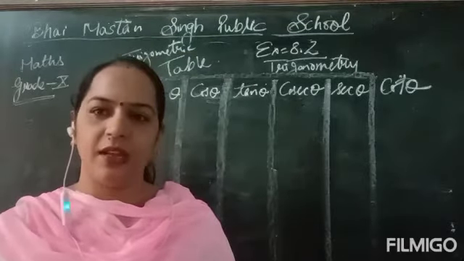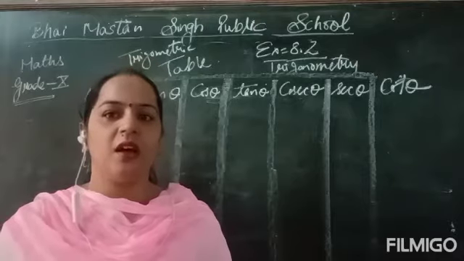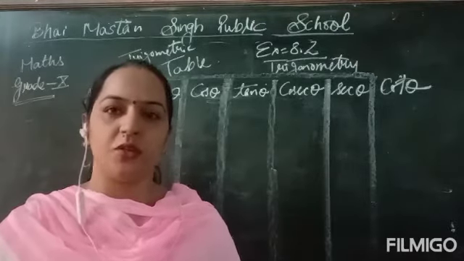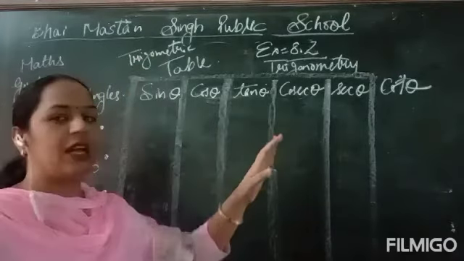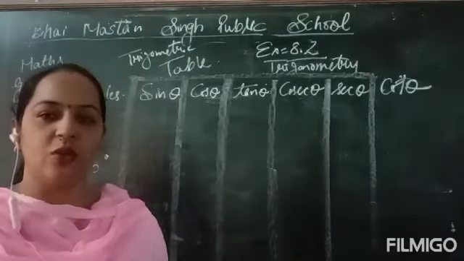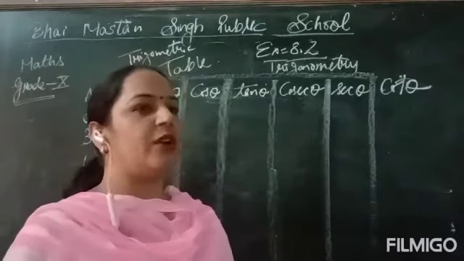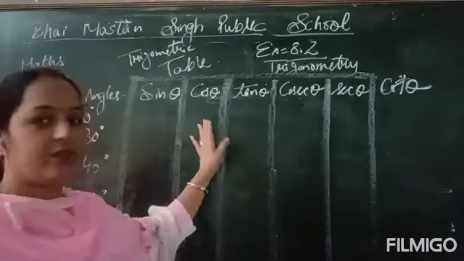We were doing chapter number 8, which is trigonometry. I already told you about the trigonometric ratios: sine theta, cos theta, tan theta, cosecant, secant and cot theta. These are trigonometric ratios. Today we will start exercise 8.2, which is related to the trigonometric table.